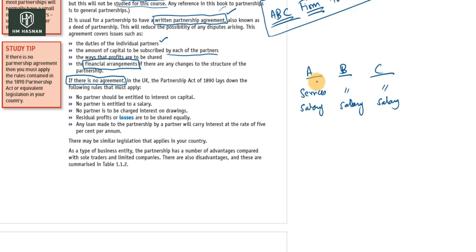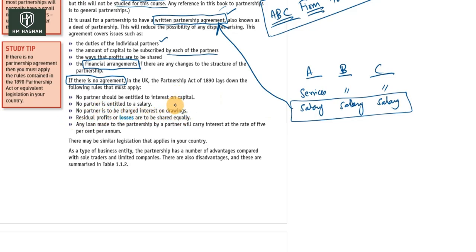In the absence of agreement, no one can withdraw salary from the partnership. But if we want to withdraw salary from the partnership business, we have to write it in our partnership agreement. Then we can draw salary from the partnership business. No partner is to be charged interest on drawings.